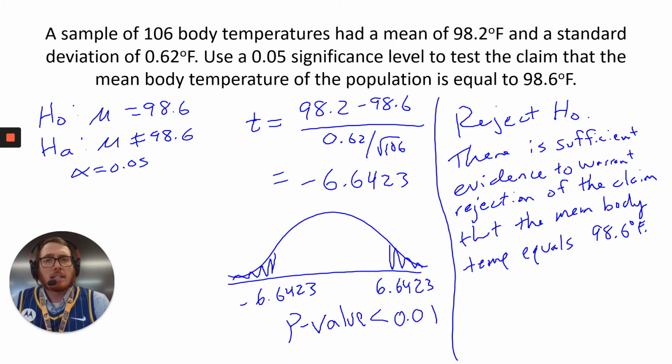When you're asked to test a claim, all of these things should be included. Null and alternative hypothesis, test statistic, p-value, possibly a critical value if needed, reject or fail to reject the null, and then a written statement about this particular conclusion in context.